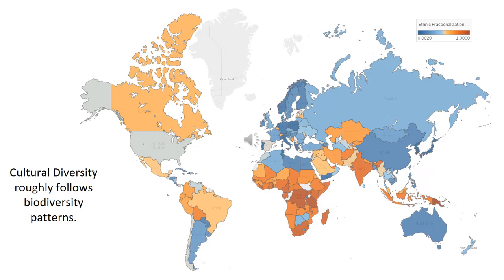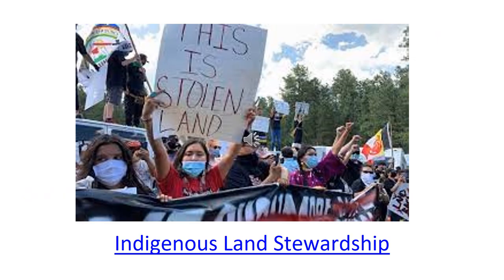And as I've said earlier, cultural diversity roughly follows biodiversity patterns. The areas where you have more moisture and warmer temperatures, you tend to have more diverse cultural groups too. And the areas of the world that are more biologically diverse are also, in general, more culturally diverse. Those are two very connected things.